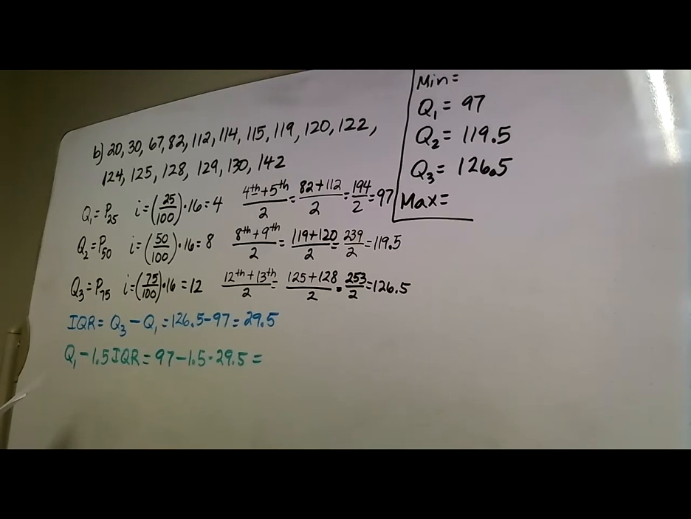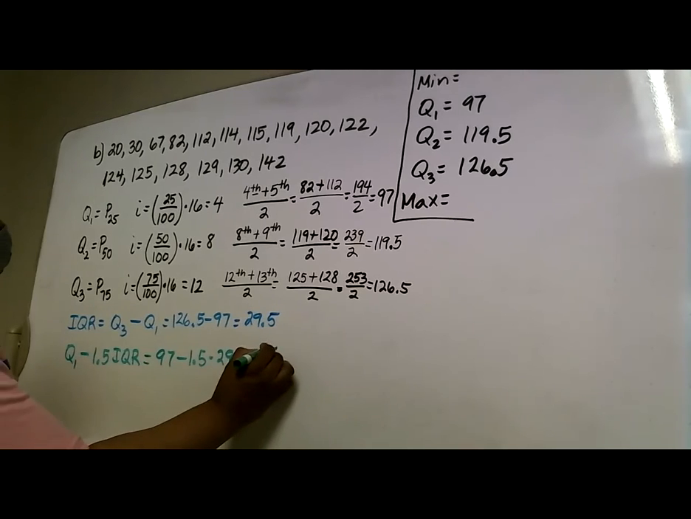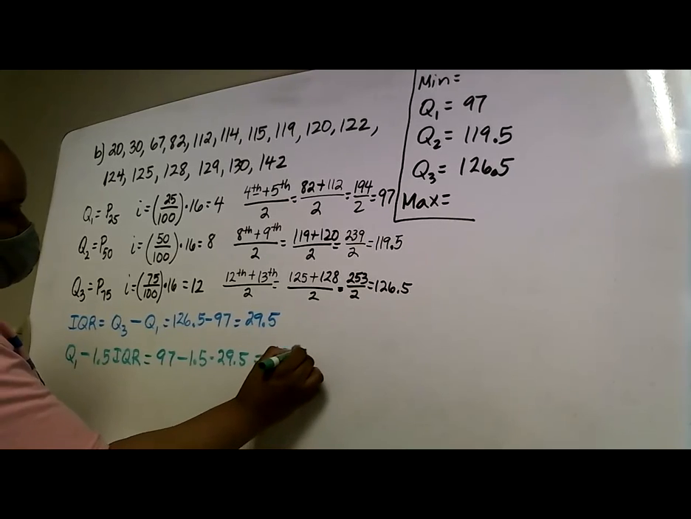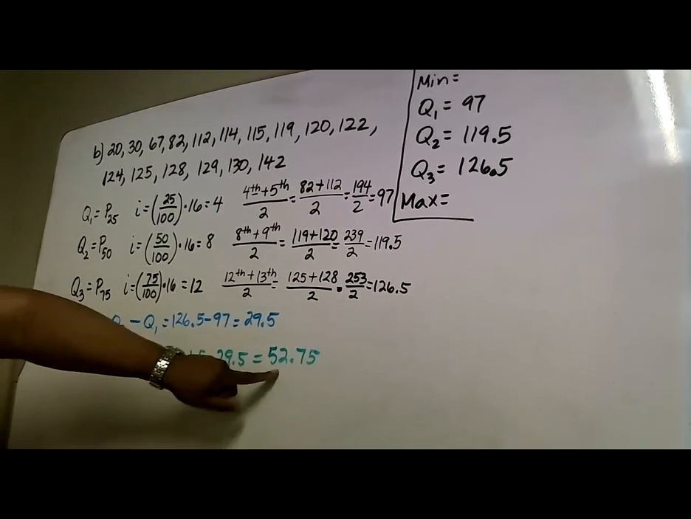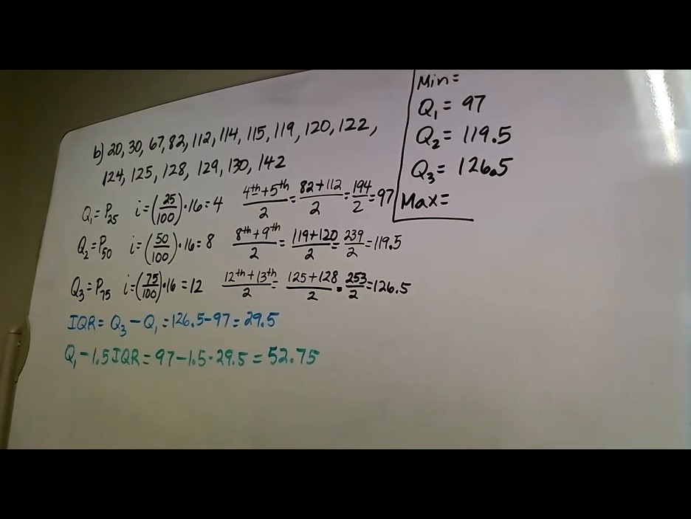Yeah, 52.75. So that means if we have data values that are less than 52.75, those are considered to be outliers.